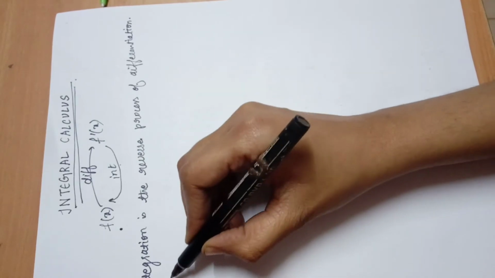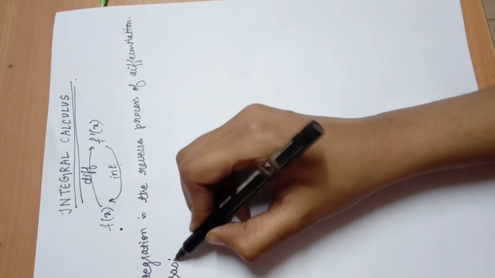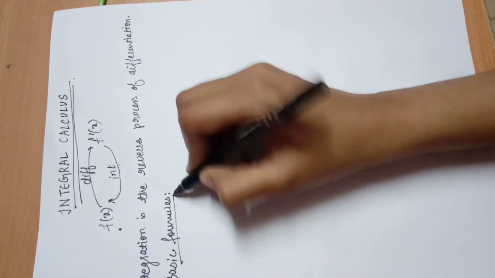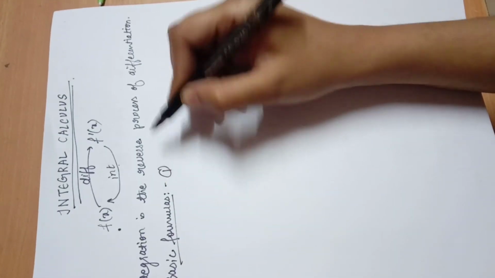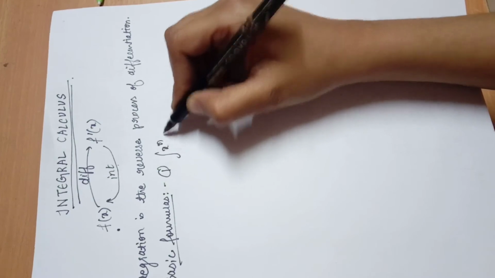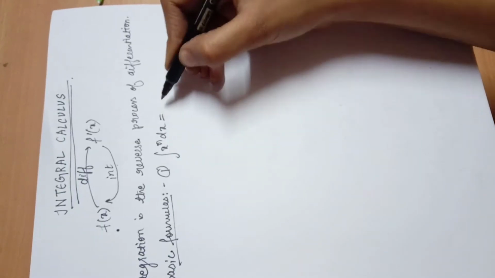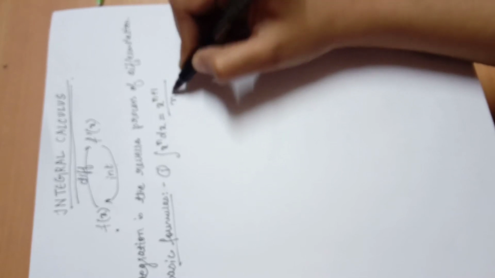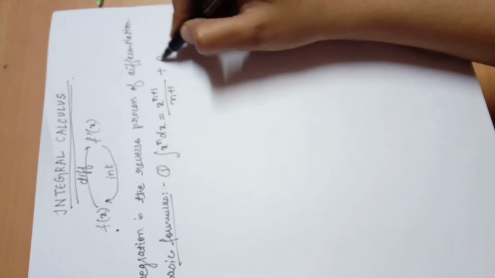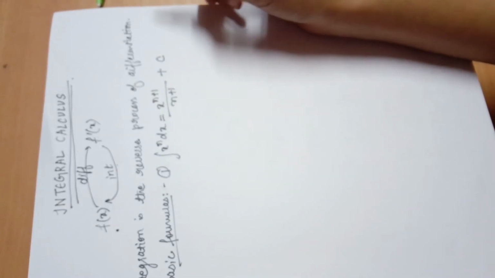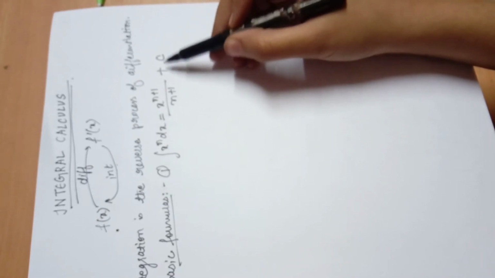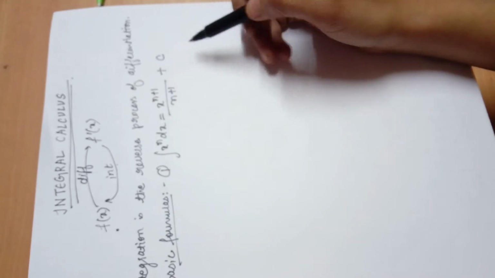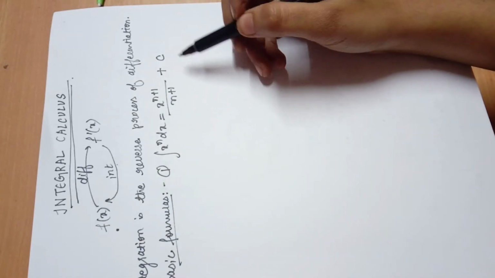Now, the basic formulas of integration are, first of all, x to the power n dx. This is equal to x to the power n plus 1 divided by n plus 1, plus c. Now you must be wondering why this plus c. Always we put this plus c in this kind of integral equations.